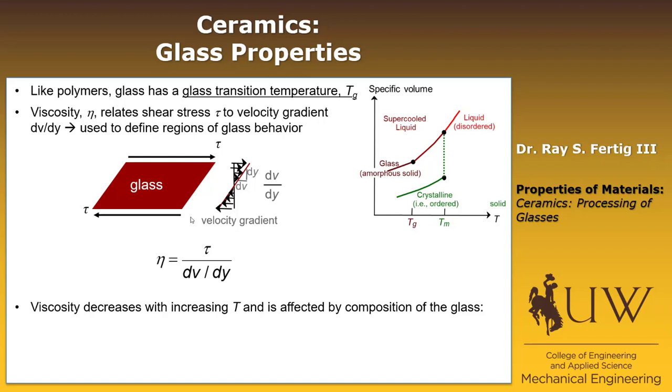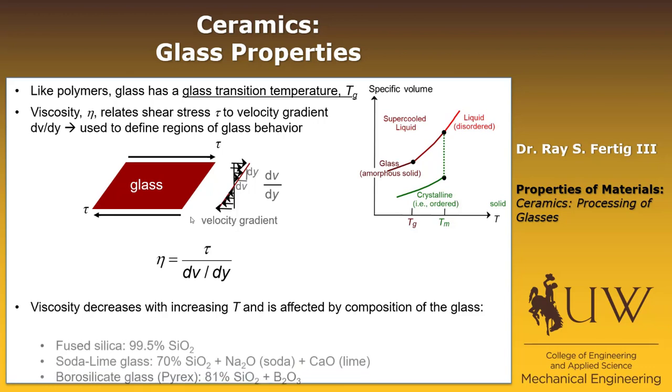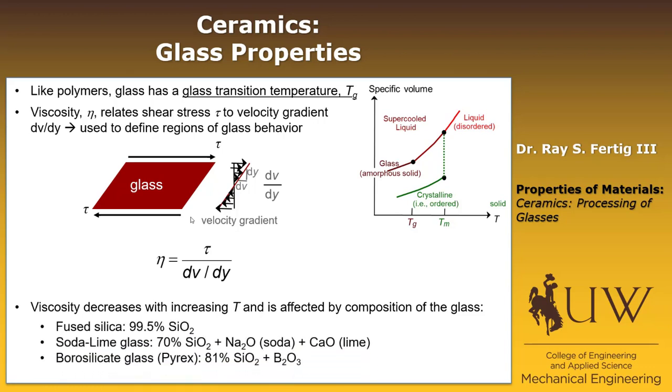Viscosity is also affected by the composition of the glass, and we've mentioned some of these before. Remember, we talked about fused silica, which was basically pure silicon dioxide, 99.5%. We talked about soda lime glass, which was on the lower end of silicon dioxide content at 70%. It was combined with Na2O, which is soda, and CaO, which is lime. And then we're also going to talk a little bit about borosilicate glass, which is 81% silicon dioxide, and then boron oxide as well.